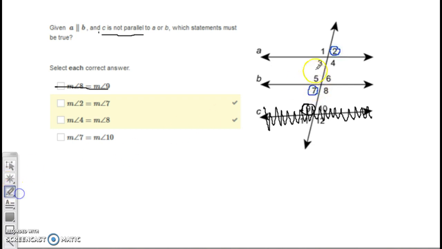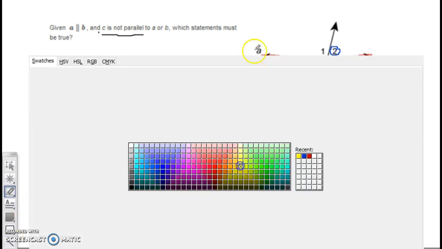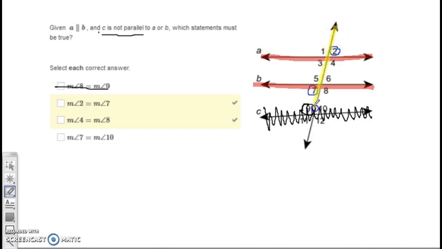All right, and I should have highlighted my parallel lines. I like to highlight them. Those are my parallel lines, and they are cut by this transversal. So 2 and 7, those are on opposite sides of the transversal, and they're outside the parallel lines. So those are alternate exterior angles. And we know alternate exterior angles are congruent, so their measures do have to be equal.